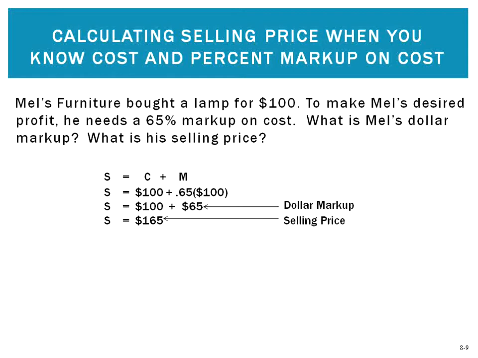Okay, go back to the circle. Remember, we have our rate and we have our base. Rate is percent markup. Portion is dollar markup, right? So to get the dollar markup, we're going to say rate times base, which is 0.65 times 100, which is 65. And then we go back to the formula where selling price is equal to cost plus markup. So our selling price is 100 plus 65, which is 165.